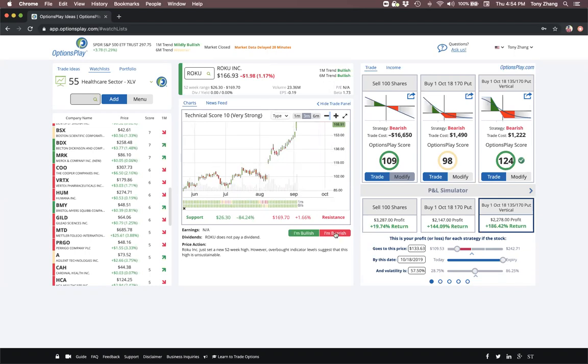Let's get bearish here. You click on the I'm bearish button and you'll immediately look at some bearish opportunities. $1,200 to take a bearish bet on this for October 18th. Those are the types of trades that I would be looking for.